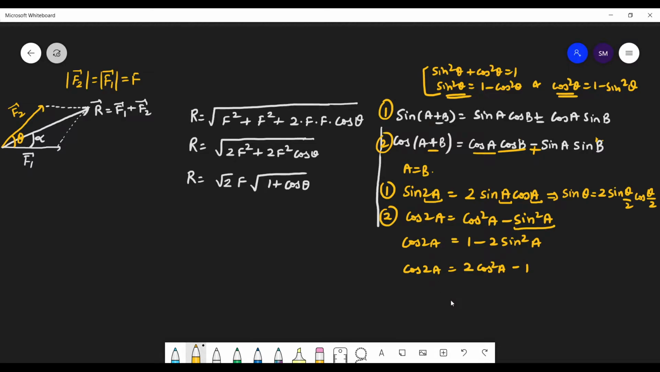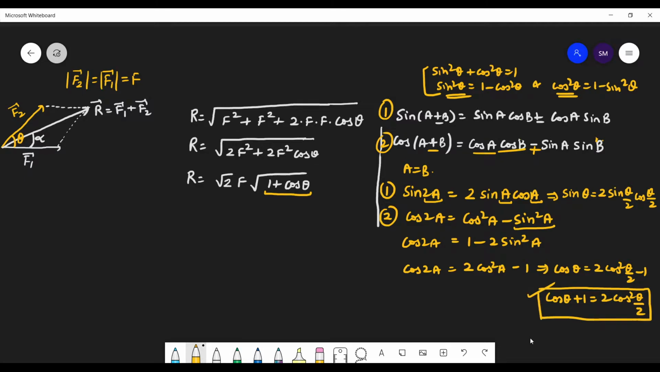Now again, if you have this situation 1 plus cos theta, so this angle is halved. So what will you get? You get cos theta is equal to 2 cos square theta by 2 minus 1, or cos theta plus 1 is equal to 2 cos square theta by 2. So students, this is a very important formula. Okay, 1 plus cos theta. Okay, and from here you get the formula for 1 minus cos theta.